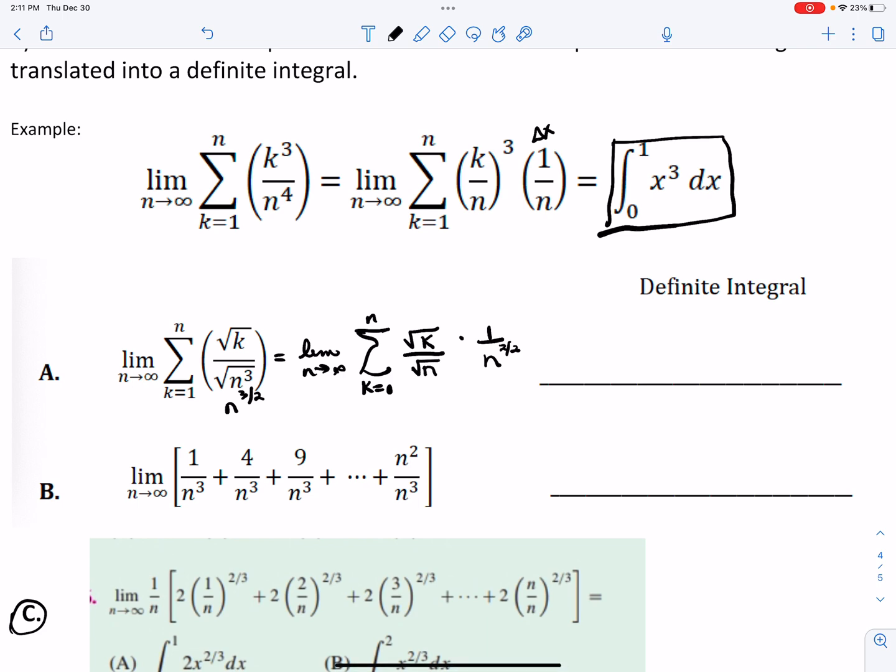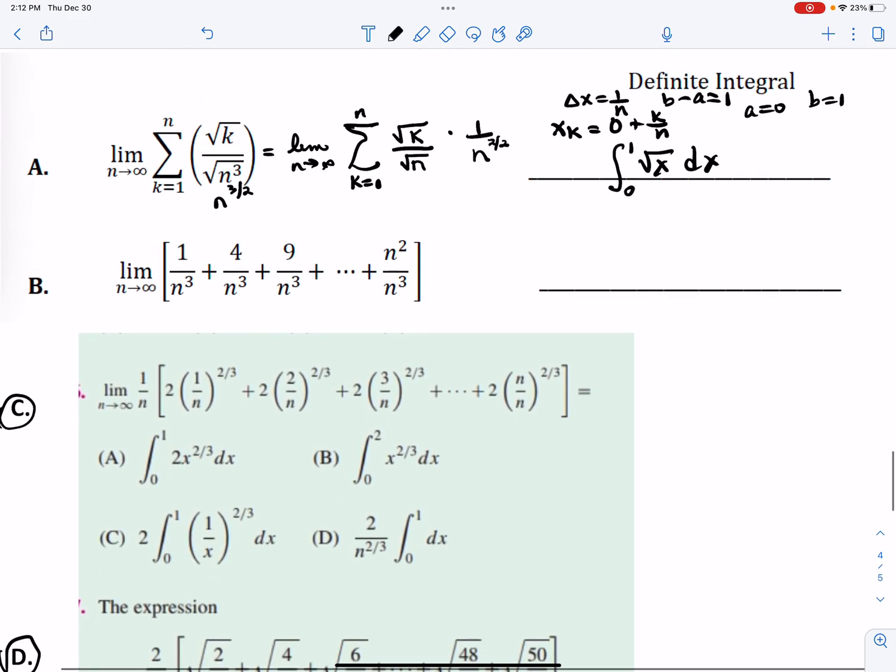So going through a similar analysis, delta x is 1 over n, b minus a is 1, x sub k is really 0 plus k over n, because what's going on the outside is a square root. So if a is 0, b is 1, and the definite integral is the definite integral from 0 to 1 of the square root of x dx.